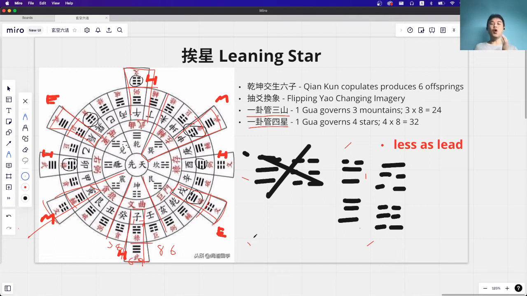Normally in Liu Fa, they don't really use early heaven. I'm not even sure when it is being used. But most of the time when they talk about periods, playing with periods, they will always use the later heaven. So they will always use this, the first one. So this is the fundamentals of the basis, the theory behind the formation of the leaning star in Liu Fa.